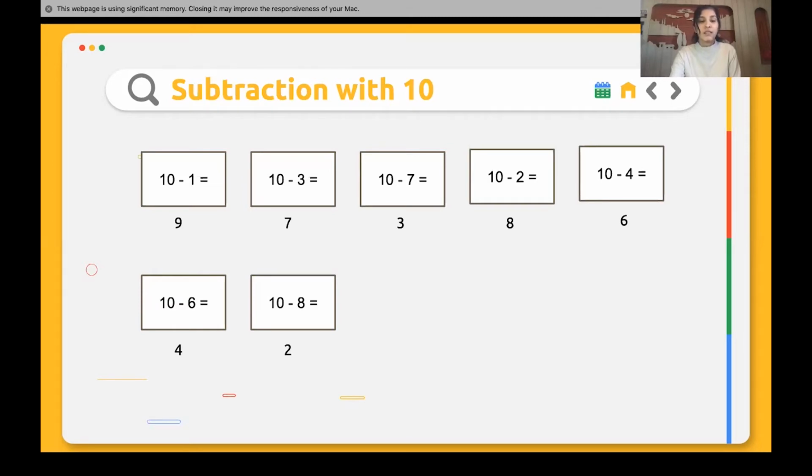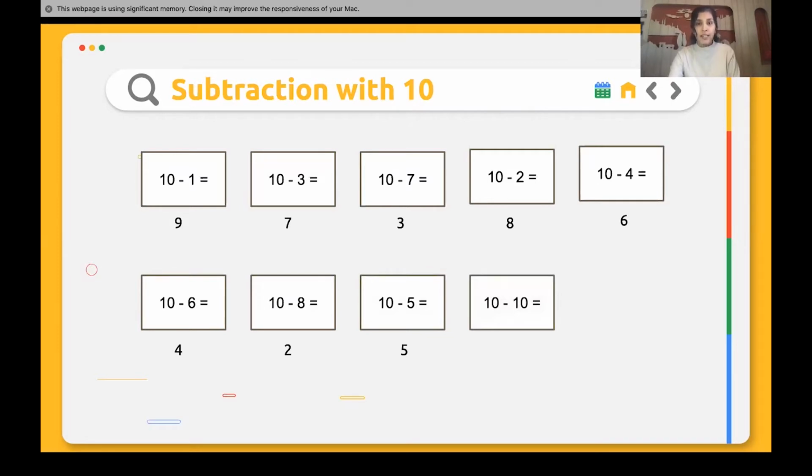Almost done. 10 minus 5 equals 5. 10 minus 10 equals 0. 10 minus 9 equals 1.